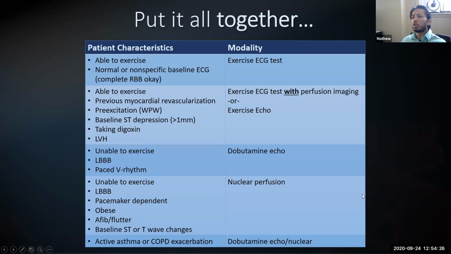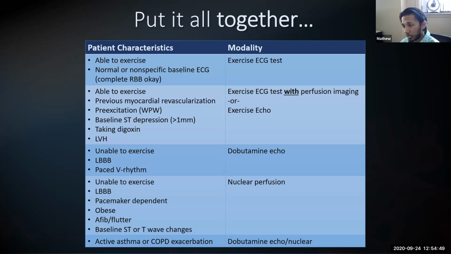So if we were to put this all together into one chart, I like charts, you would say if a patient is able to exercise and they have a normal ECG, then you should give them an exercise ECG. If they're able to exercise, but they have baseline ECG abnormalities, then you're going to do perfusion imaging. So you can still do an exercise ECG, but you're going to add some perfusion imaging, or you're going to just do an exercise echo.